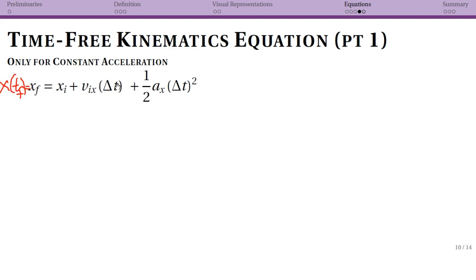Now there's one other little cosmetic thing that we're going to do initially, and that is instead of talking about x final and x initial, we're actually going to talk about the displacement, so x final minus x initial. Okay, so now this term on the left is going to become our displacement, delta x, and we need this new piece of information over here.